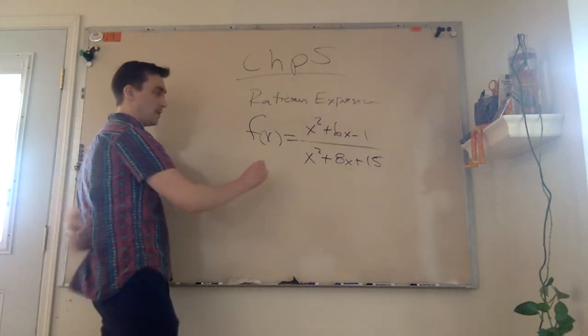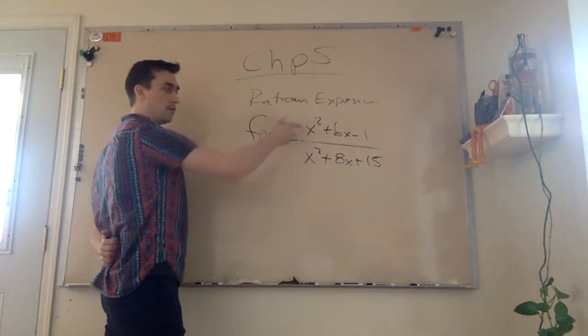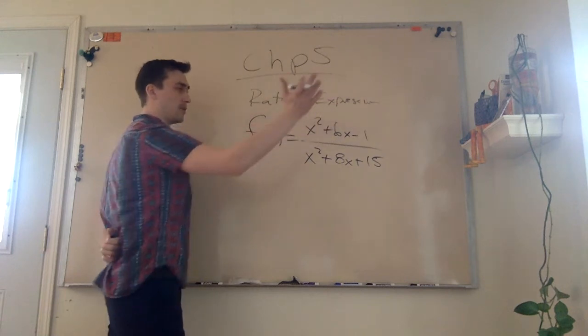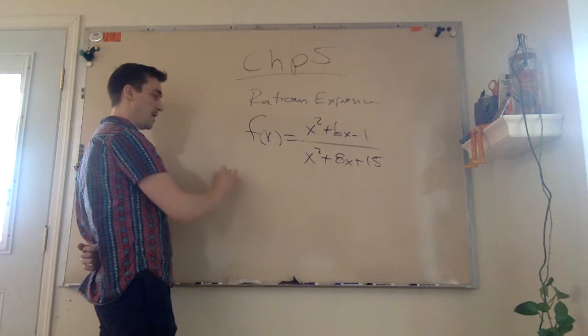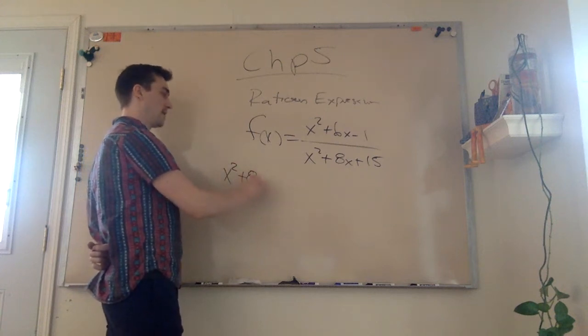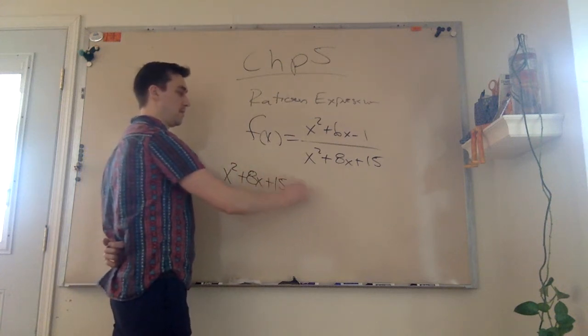So this is what you do, right? You find restricted values, numerator doesn't matter at all. Don't even worry about the numerator. To find the restricted value, only worry about the denominator. And only worry about what makes that denominator equal to 0.